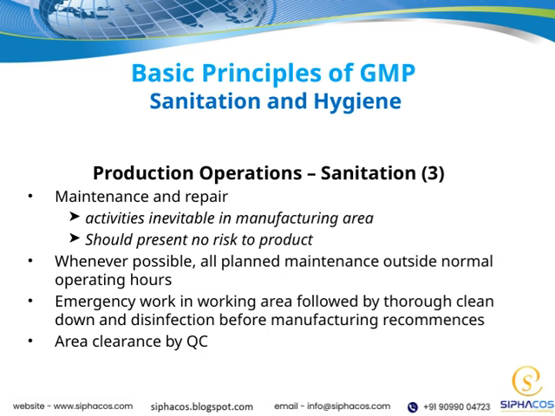In those cases, it's essential that after the work is done, the area undergoes a thorough clean down and disinfection before manufacturing resumes. This ensures that no residues or contaminants are left behind that could compromise product safety and quality. Additionally, before returning to production, the area should be cleared by the quality control team. This step is vital to verify that the sanitation procedures have been properly followed and that the environment is safe for continued manufacturing. This ties back to the fundamental principles of GMP, especially sanitation and hygiene.